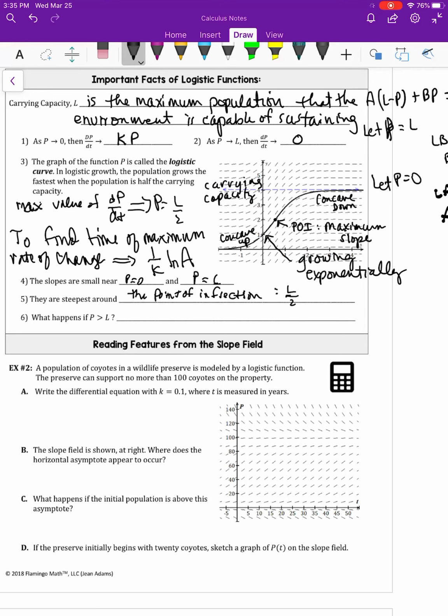And that is at L divided by 2. What happens if P is greater than L? Slopes are negative. Population decreases.